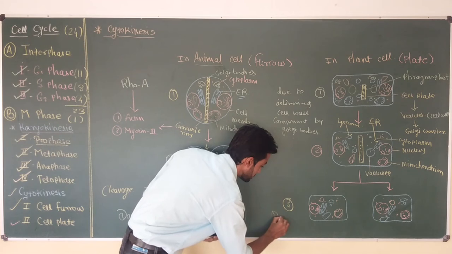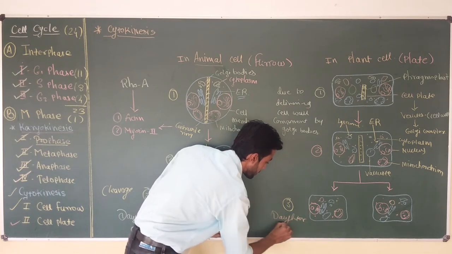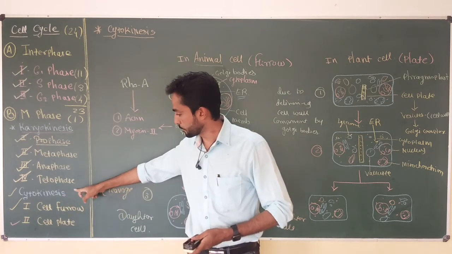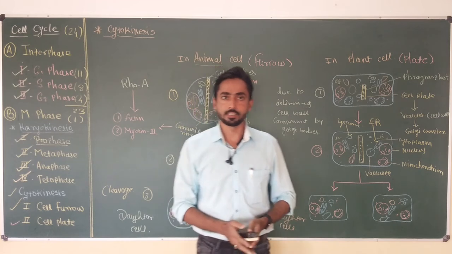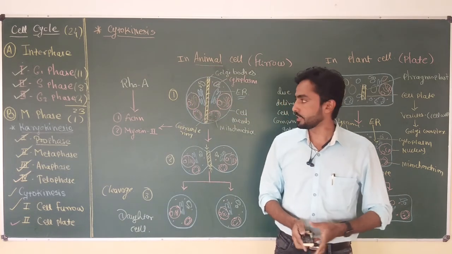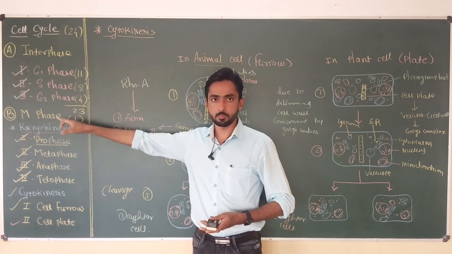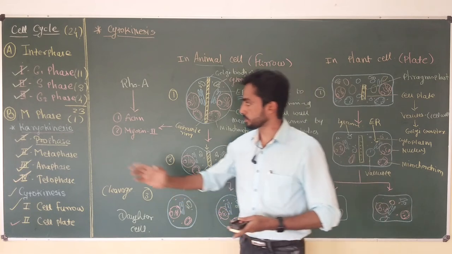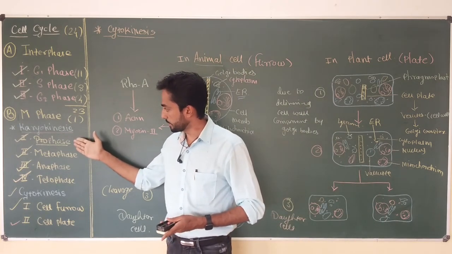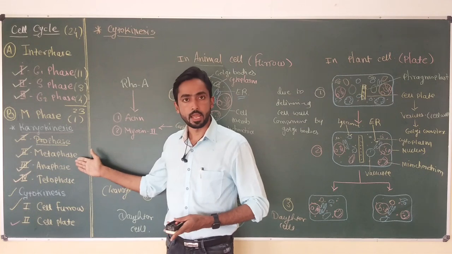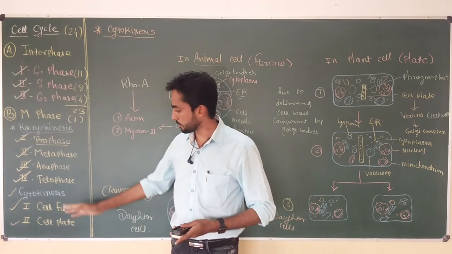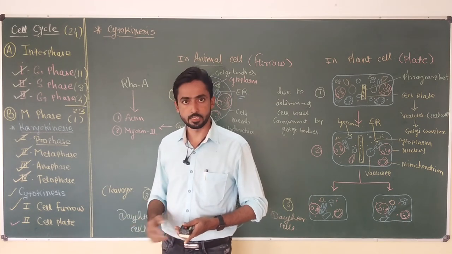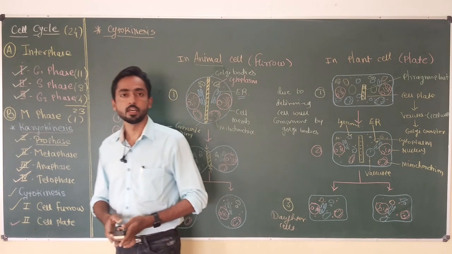These are daughter cells. This is all about the cytokinesis process occurring in animal and plant cells. In this way, we finished the second type of cell division, that is M phase, which is mitosis. In the last few videos, I discussed in detail the karyokinesis of mitosis, which completes in 4 phases, mainly prophase, metaphase, anaphase and telophase. And in this video I discussed the cytokinesis of mitosis, which completes in 2 phases, that is cell furrow formation in animal cells and cell plate formation in plant cells.